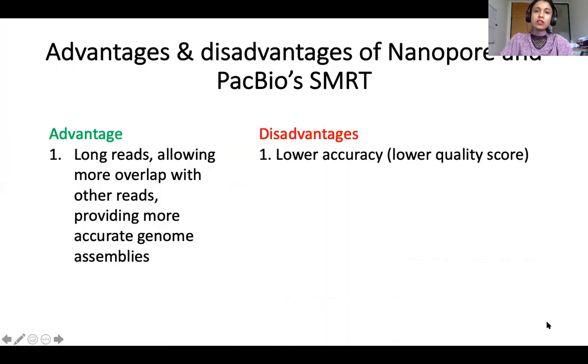Right, moving on. So these are some of the advantages and disadvantages of nanopore and PacBio SMRT. So basically third generation sequencing. So the major advantage, of course, is you get very long reads, allowing more overlaps with other reads and providing more accurate genome assemblies. So when you have 100,000 bases in each fragment, you can imagine the overlapping is also more accurate, right? And you'll be able to get a complete genome without gaps, right?